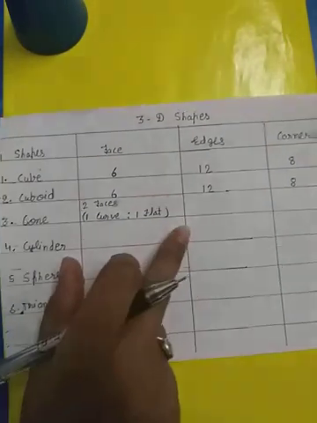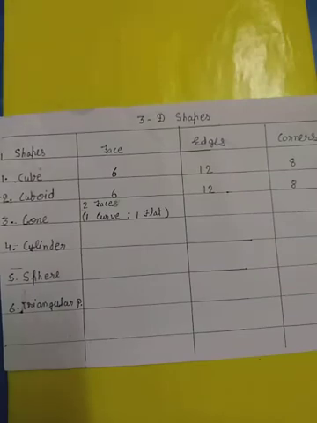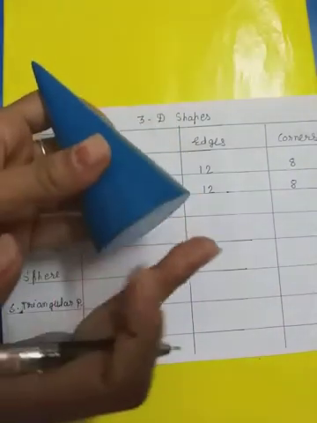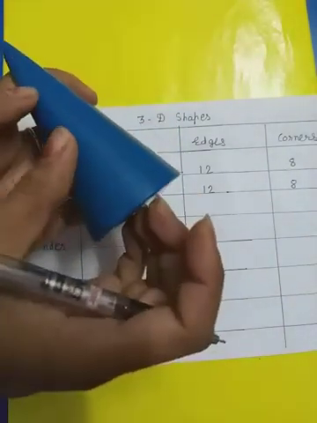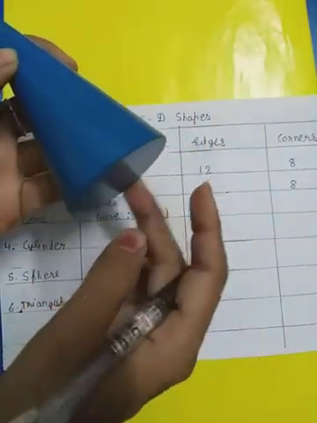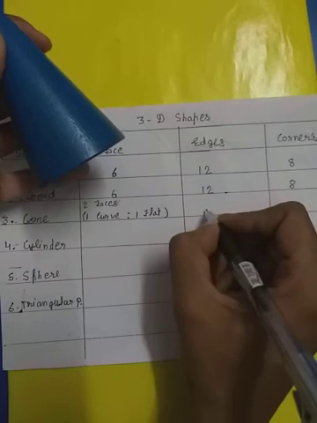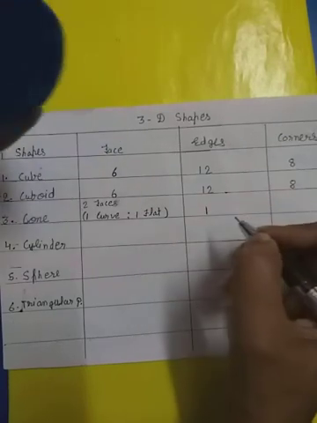Next is the edge. Edge means where two faces meet. So this one is the flat face and this one is the curved face. Both are meeting here, so this one is an edge. That means we have only one edge.